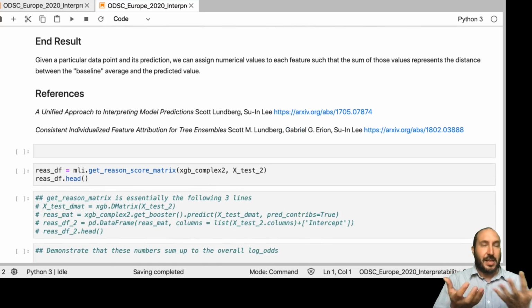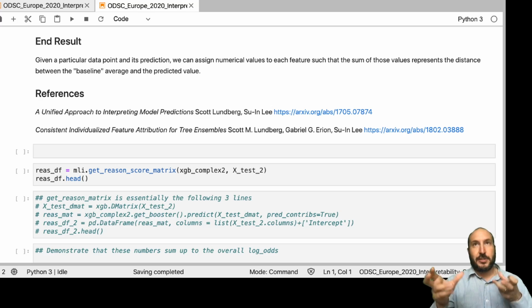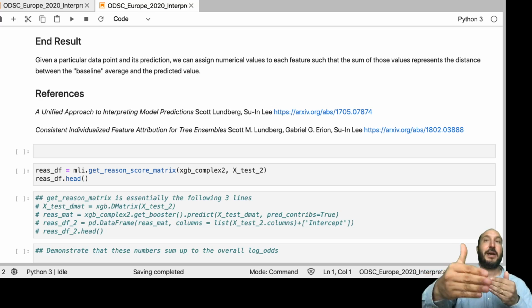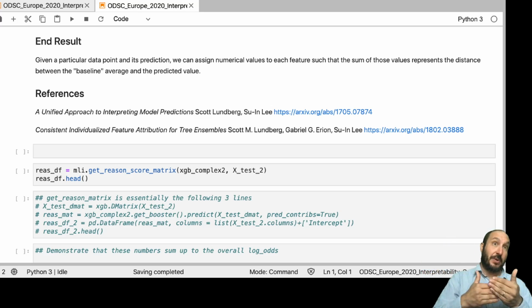So this is a lot of theory and stuff. At the end result, what you want to say is, for each feature in our model, we're going to do this process, and what this feature is going to say is, on average, learning that this feature had this value increased my probability by this much, or decreased my probability by this much.